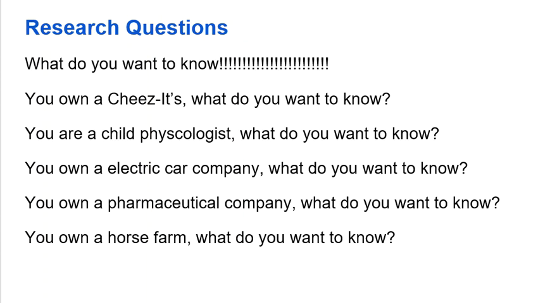Maybe you own an electric car company. What do you want to know? What's the top selling color of my car? What is the average amount of time that my batteries last until the cars break down? How many miles could be driven on one battery charge? If I tweak the design of the front hood, could I sell more cars? All different kinds of questions.